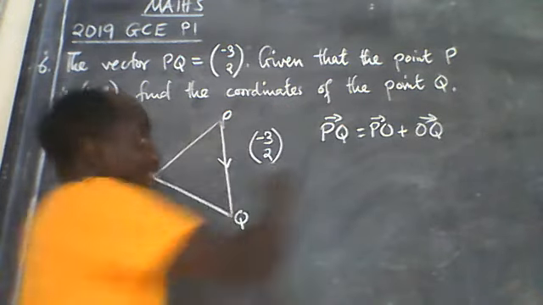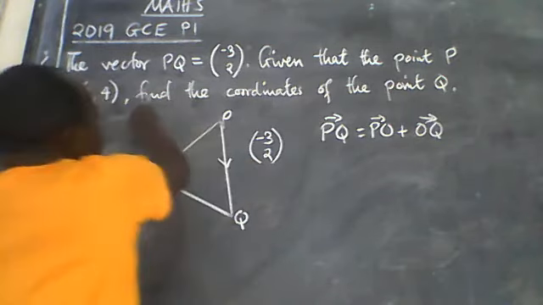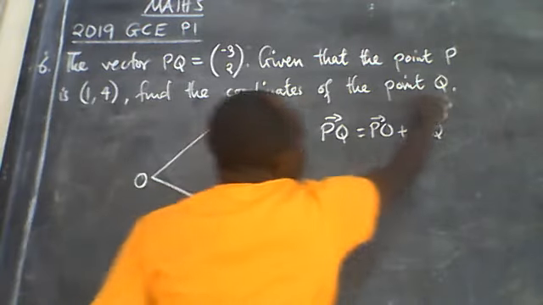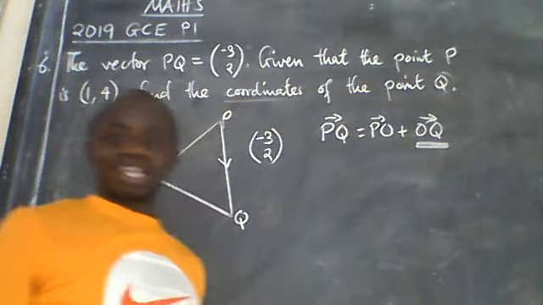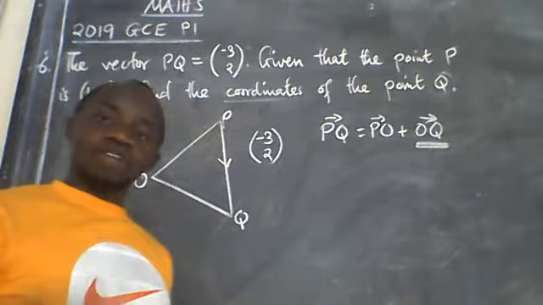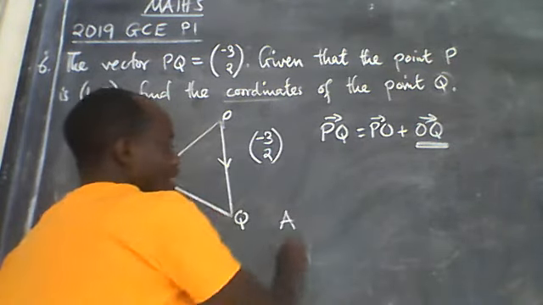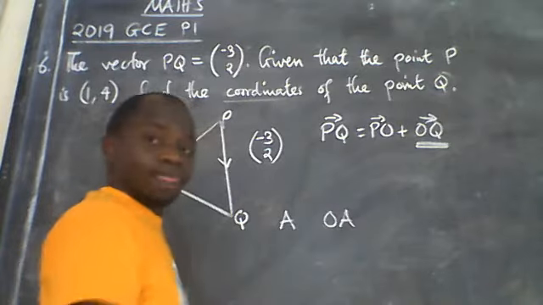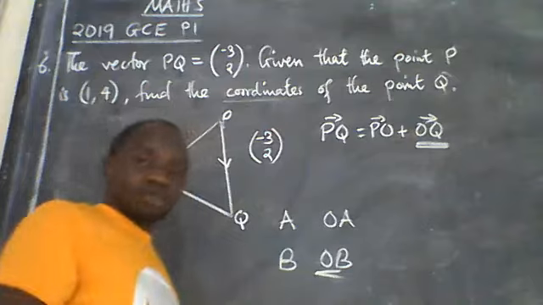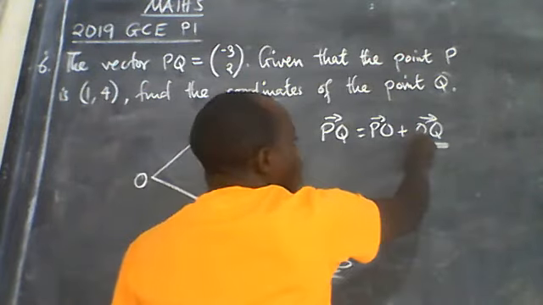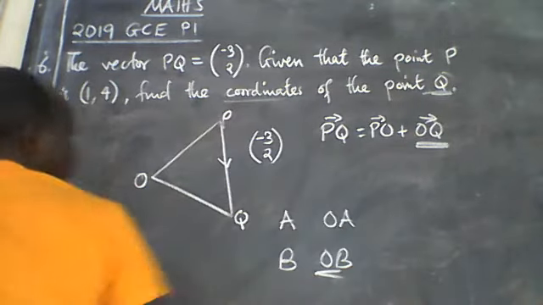So in this case, I have to use the data given here. I'm looking for the coordinates of the point Q, meaning this is where to, that's the question. So the position vector of, for instance, if I say what's the position vector of A, that is OA. Position vector of B, that is OB. So that's the idea. When you say OQ, that is the same as point Q that we are looking for there.